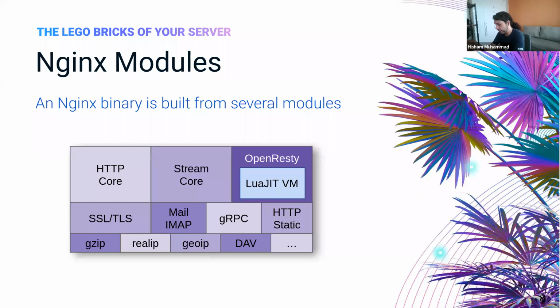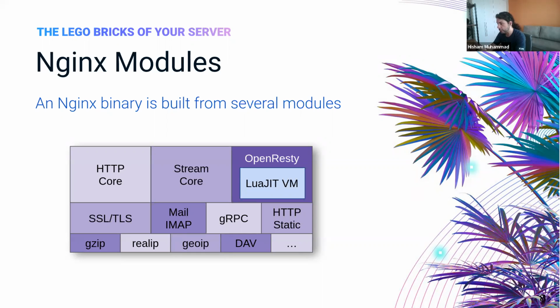So to get to WasmX, we need to start by understanding the architecture first. And the architecture of Kong is that it is built on top of Nginx, and Nginx itself is built as a series of modules, right? You can think of them as the Lego bricks of your server, right? And an Nginx binary, which is the thing that your Kong container is ultimately running, is built from several modules, right? And you can build Nginx by mixing and matching them, right?